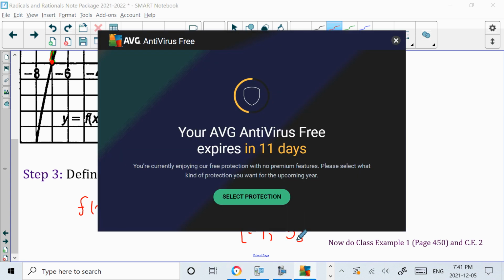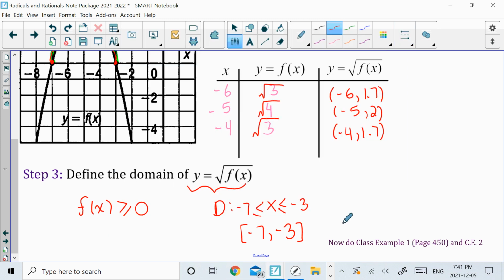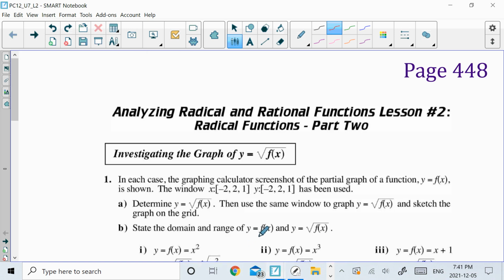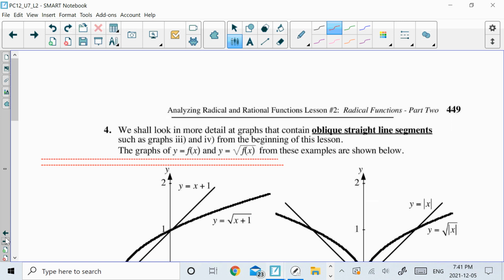So now that you've seen that, we could go and look at some of the workbook questions. Just go to your workbook and flip a few pages. I want you to go to this page here. So go to page 449.